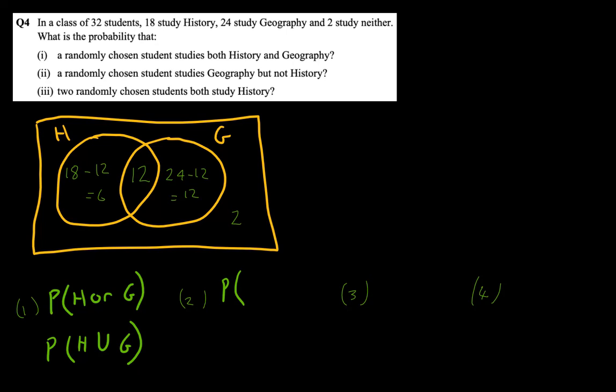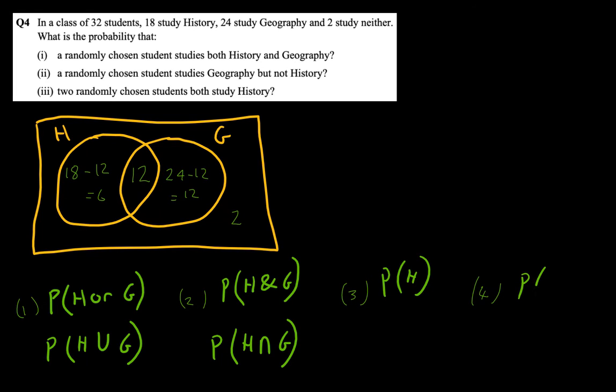Then I want you to calculate the probability of history and geography. The alternative notation, which you're not forced to use, is H intersection G. Then the probability of history, then the probability of not history. That means not history.